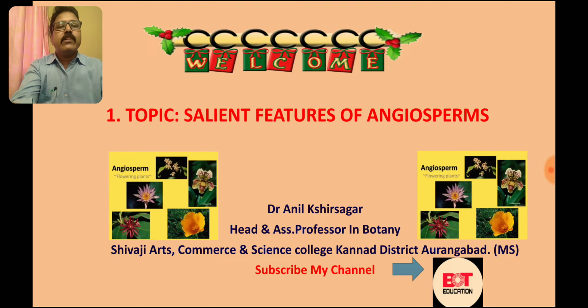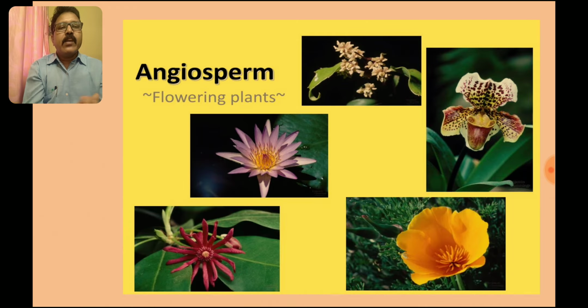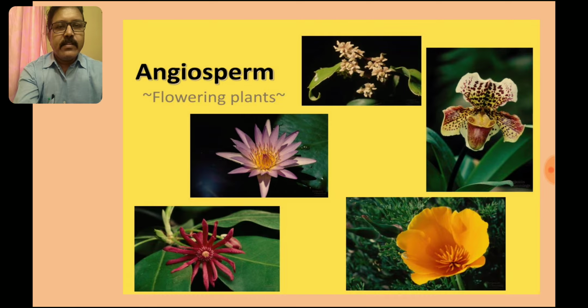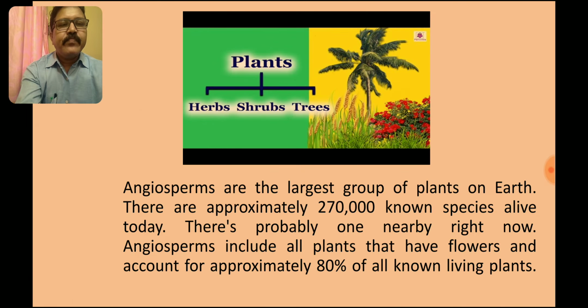Now let us focus on the different structures of the angiosperm. As we know, angiosperm is a kind of flowering plant that bears flowers. Angios means enclosed and sperma means seeds. The seeds are enclosed within the fruit, and these are called angiospermic plants. Let us see their features.